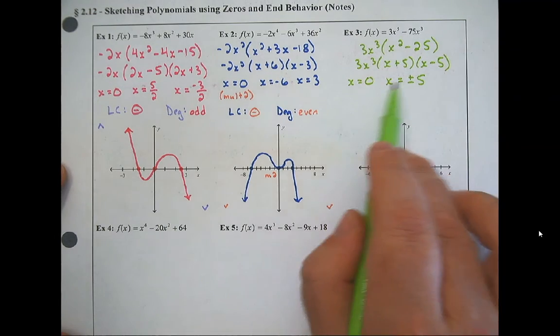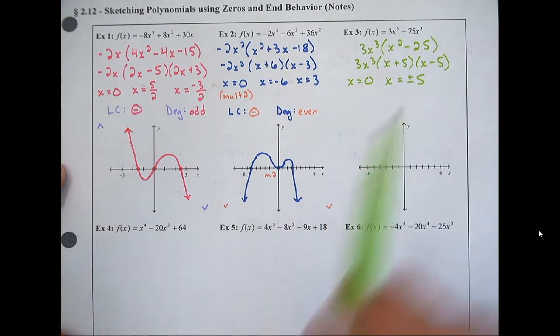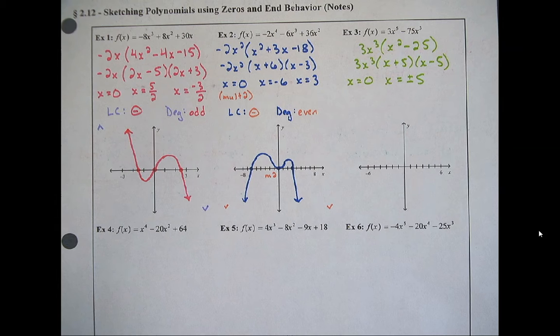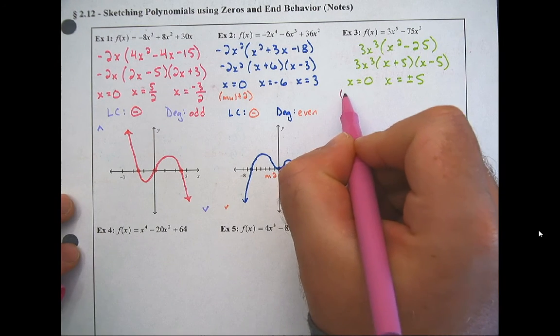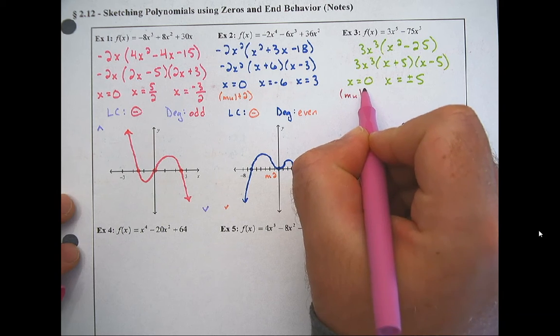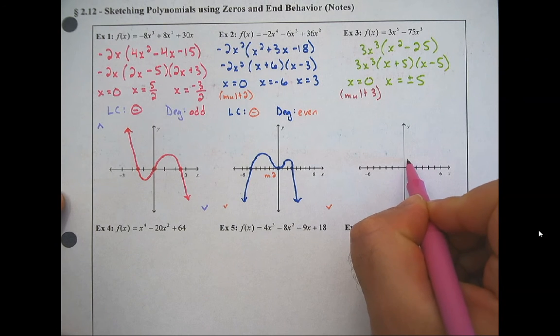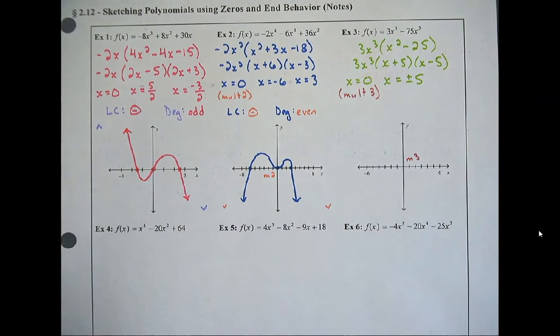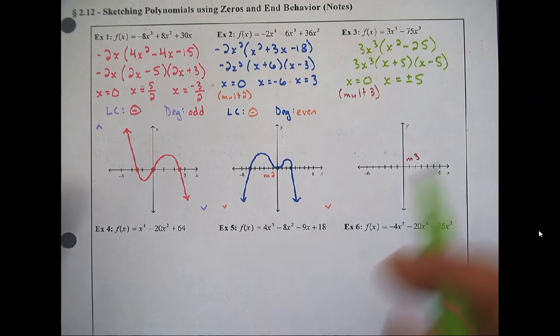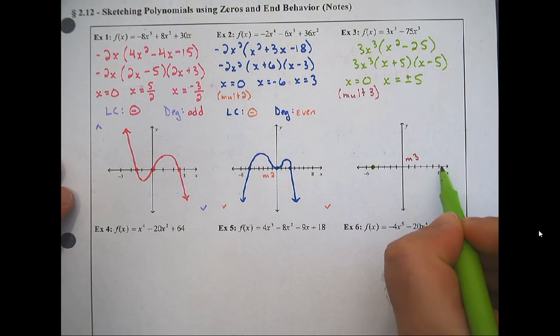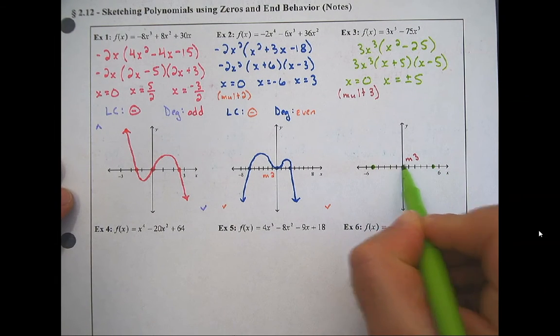Now wait, I have 1, 2, 3 zeros. I'm supposed to have 5. That means there must be some hidden multiplicity in here. And there is. My multiplicity here is a mult 3, which are really tough to draw, so take your time. When I get down to this 0, this needs to be a mult 3. So I have zeros at negative 5, positive 5, and 0.